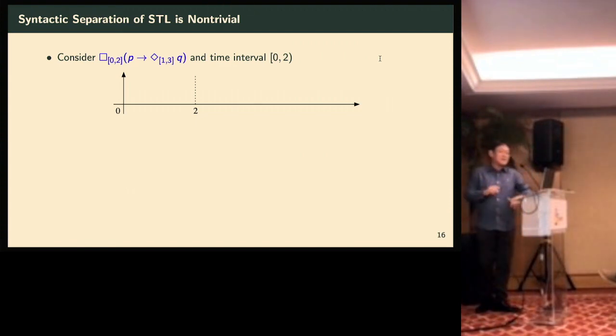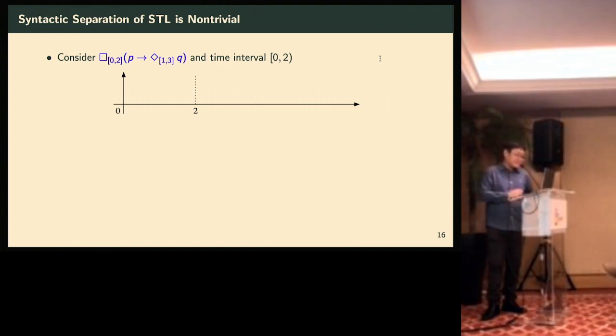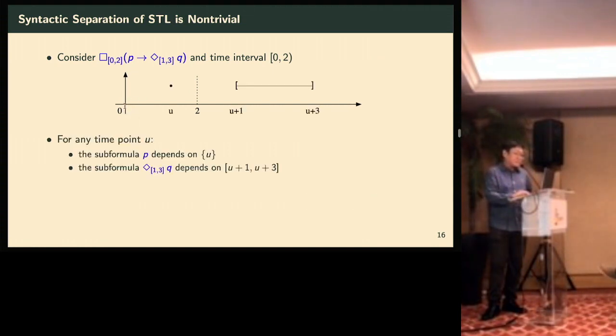But that's by default non-trivial. For example, consider this example. Actually, I already mentioned this several times thanks to several questions, but now I graphically show the example. So this means that for any time point u between 0 and 2, in the interval from u plus 1 to u plus 3, the q must hold at some point, right? So basically, for any u, there's a u plus 1 to u plus 3. That's actually related to a serious question, right? Because of nesting.